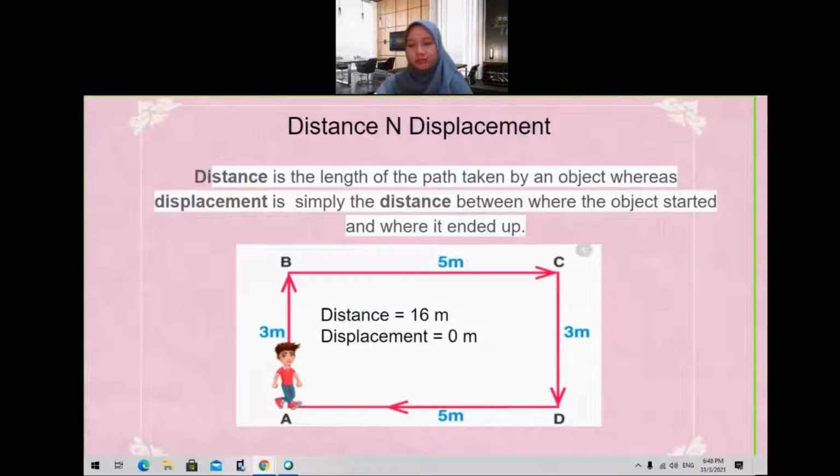Okay, so as you can see in the diagram below, the boy walked from A to B to C to D and back to A. So his distance would be 50 meters. How do you get 50 meters? Add up all the lengths that he traveled. And displacement would be 0 meters, because his final position is the same as his initial position. So his displacement would be 0 meters. Next.